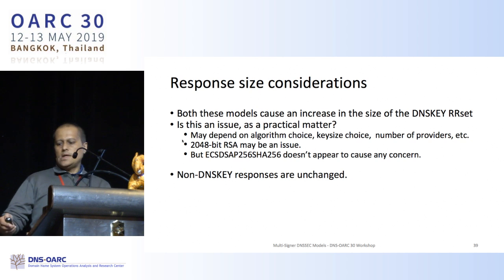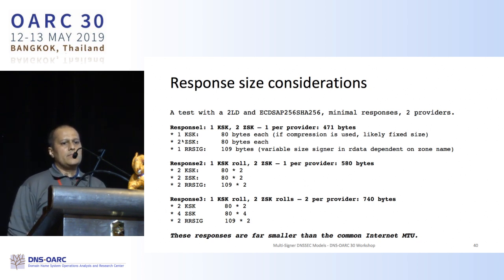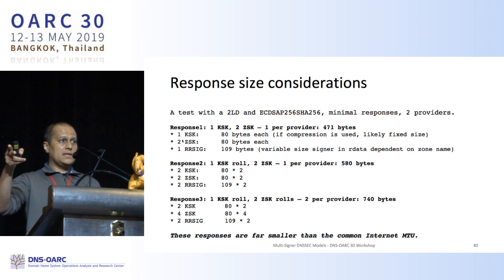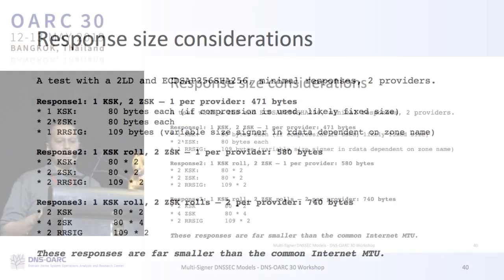So I'm just gonna leave you with one more slide of a test that we did just to produce some numbers. And sort of the base response with 2 providers, ECDSA P256, some average length second level domain, and minimal responses. So we're not stuffing any extraneous information in the authority and additional sections that are not needed. The normal response is only 471 bytes. If we consider an active KSK rolling process, it increases to 580. And kind of the worst case scenario with two providers, where we have one KSK roll and both the providers are rolling their ZSKs, you get to 740 bytes. So that is nowhere near the common internet MTU. So we just don't think it's going to be a practical problem.